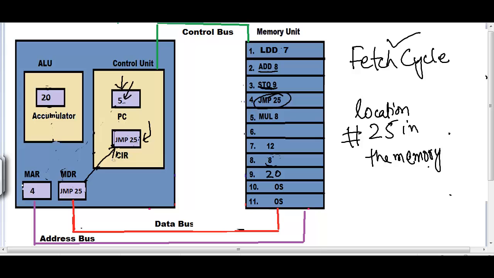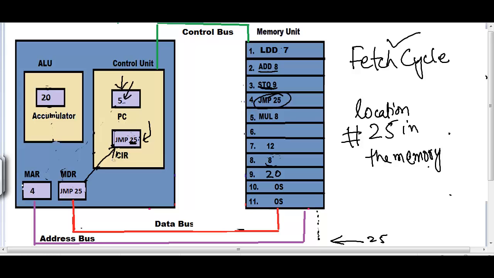However, when this is executed, it is saying that the next instruction to be fetched is the instruction lying at location number 25. Obviously we can't see location number 25 here in the memory unit. I haven't drawn it here, but it's going to be somewhere down here. Anyways, when this instruction has been decoded, it is going to get executed.